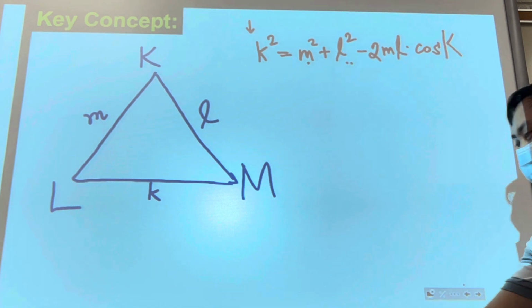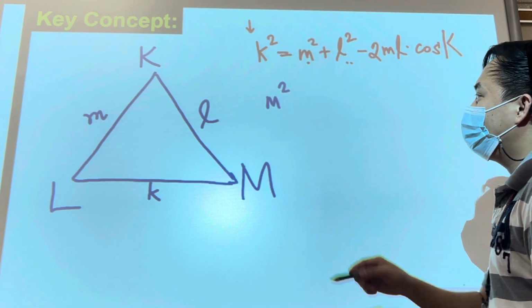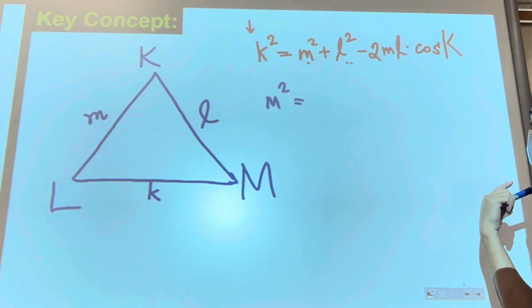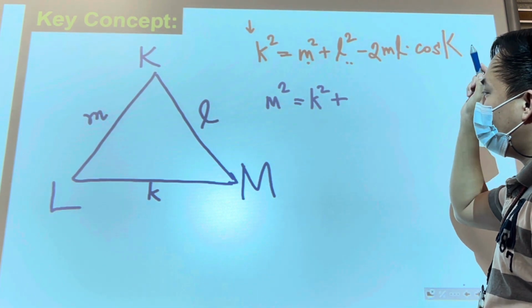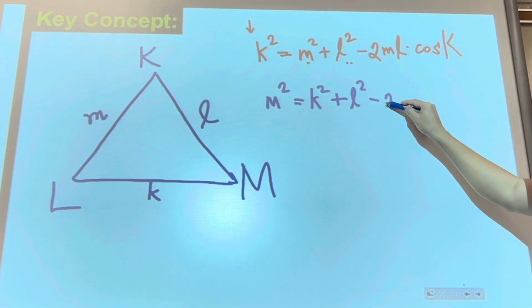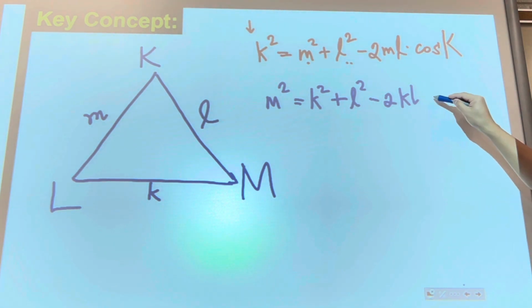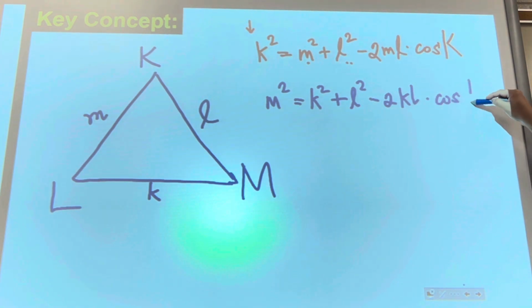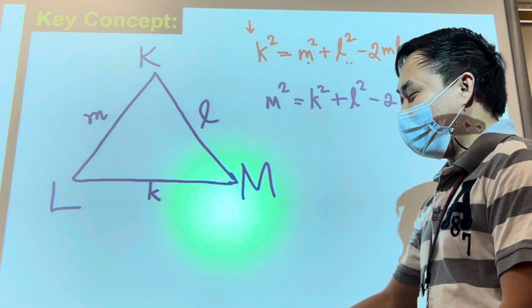What about if we're looking for M squared? So what should be on the other side? K squared and L squared. Minus 2, the product KL, times cosine capital M. It's too much. Do you see now how the equation is formed? Yes, it's long.